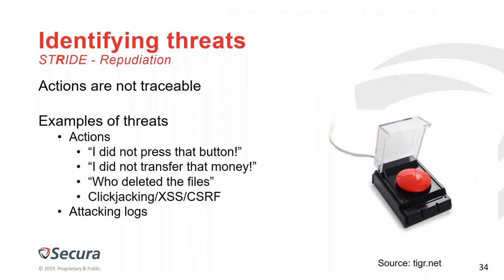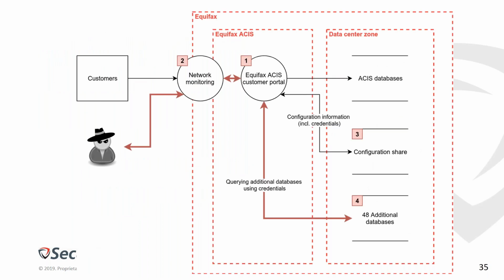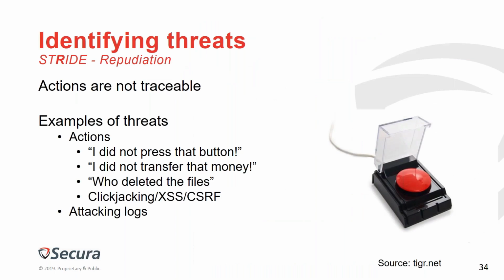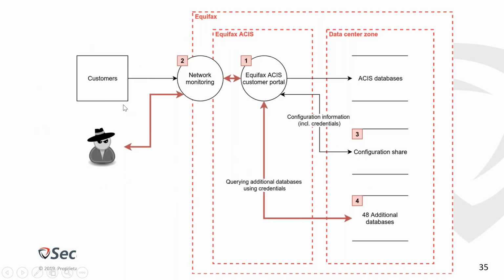So I think that's the best example here, repudiation, because the network monitoring wasn't really actively looking at what was going on. It became very hard to actually figure out what was going on. They basically lost their capacity to figure it out. And that's actually related to repudiation. Actions were not traceable to this attacker on this side.